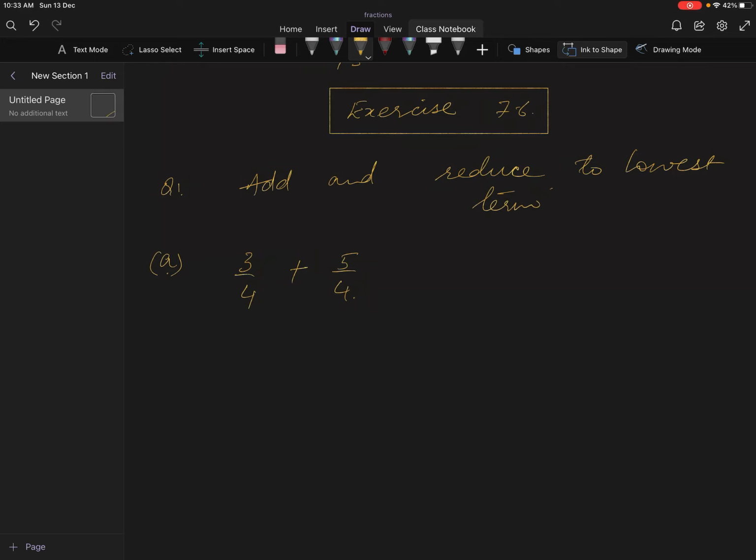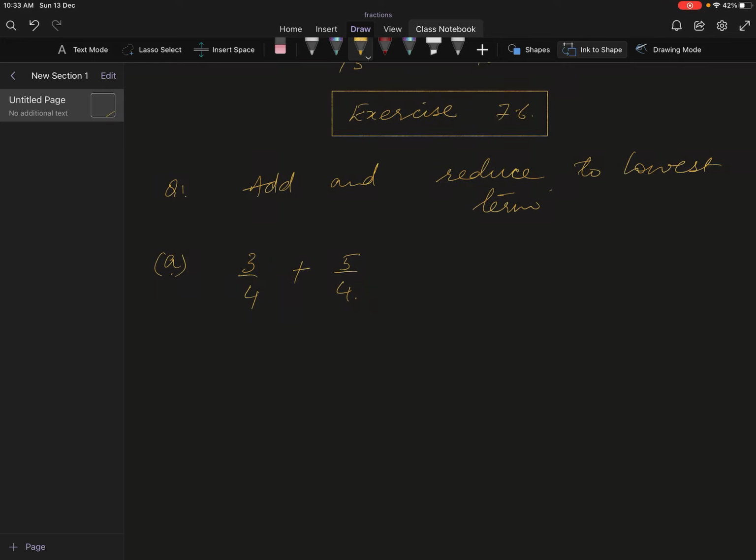What is the step 1? I observe my denominators. What are my denominators? In both the given fractions, my denominators are 4. So they are like fractions. To add, I will take 4 as my denominator and add my numerators. Remember, I can do this only when I am having like fractions.